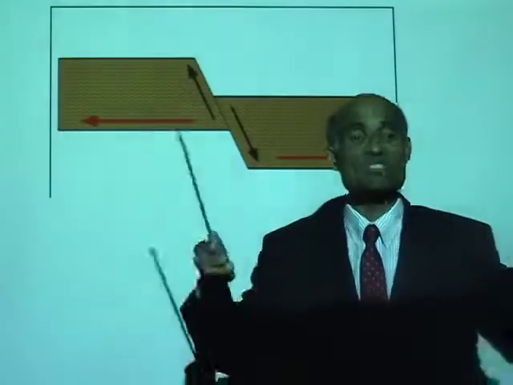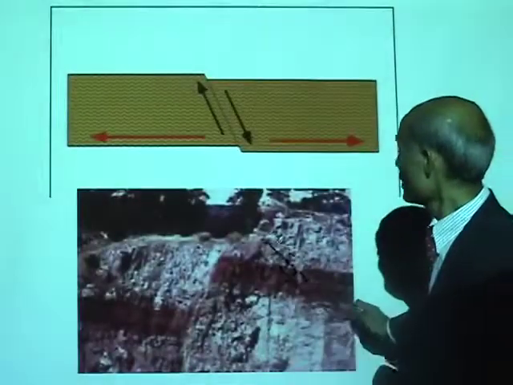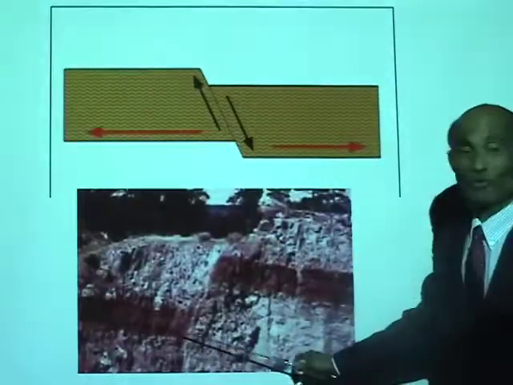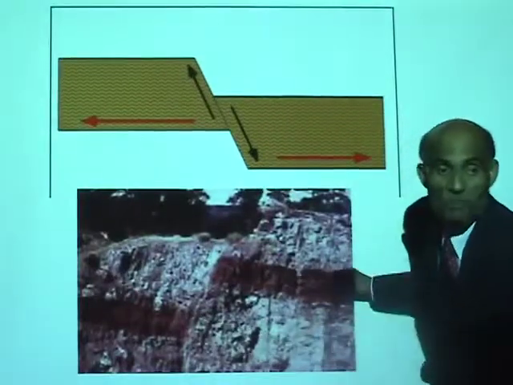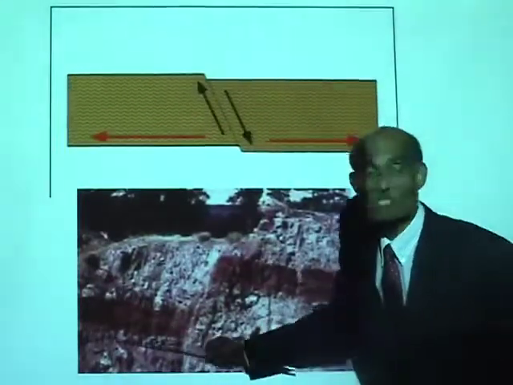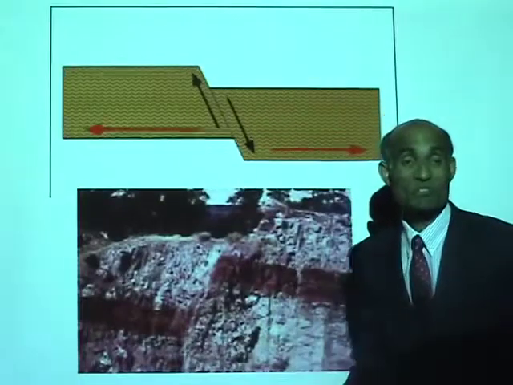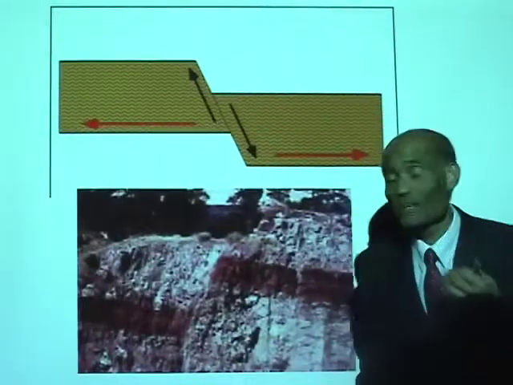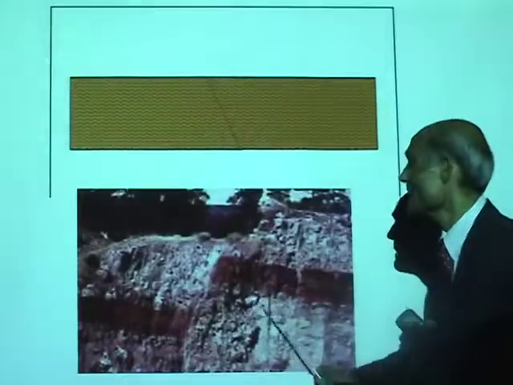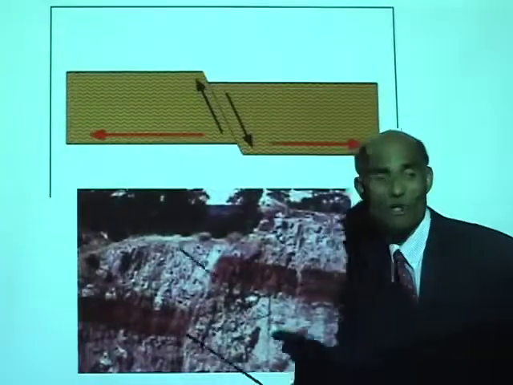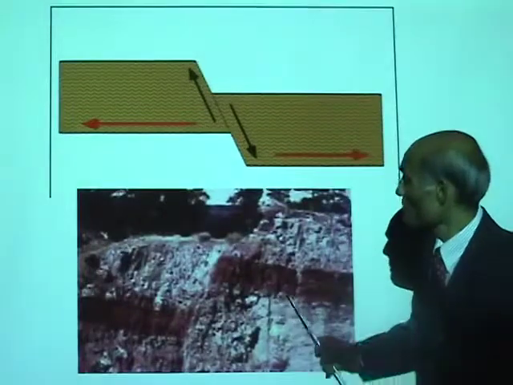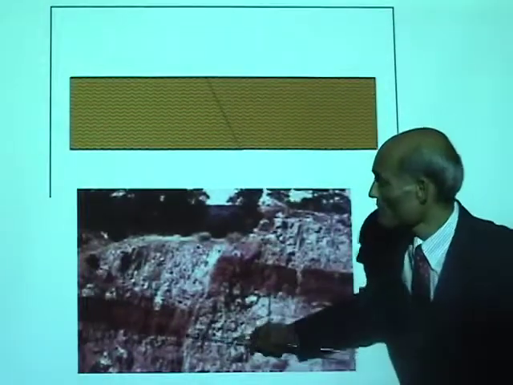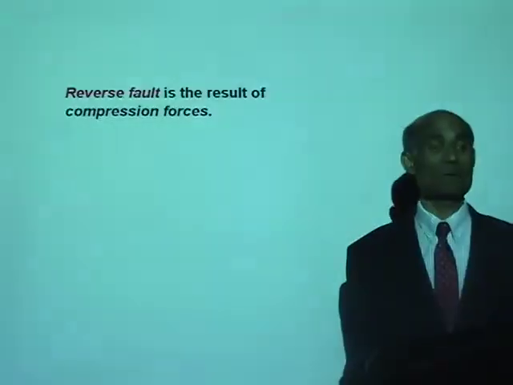A normal fault occurs due to tensional forces. Now, this is an example of a normal fault. Can you see how the rock has broken? One piece is pushed up, the other is pushed down. You see, the picture is more compelling when you see the layering there. This is a normal fault subjected to tensional force, resulting in the piece on the right moving up, the piece on the left moving down.